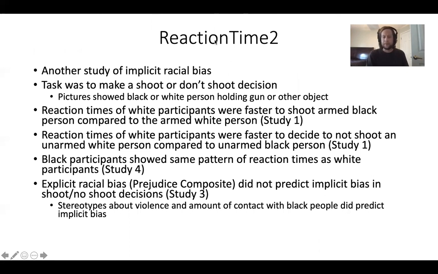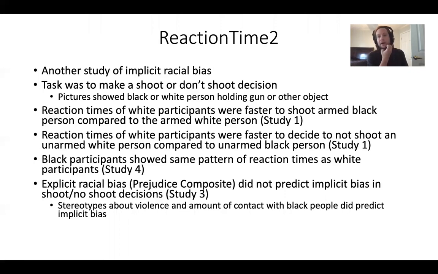So this is another, basically by the time we're done with this week, we'll have talked about 3 different measures of implicit bias. IAT, the priming study of reaction time 1, where people had to decide whether they were looking at a gun or a tool, and they were primed with either a black or white face. That was reaction time 1.